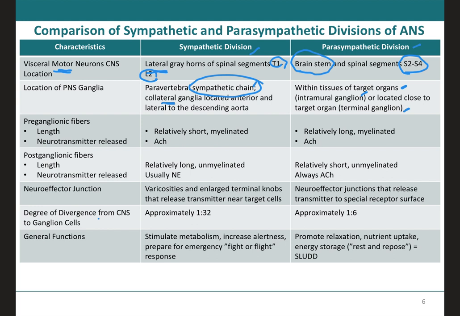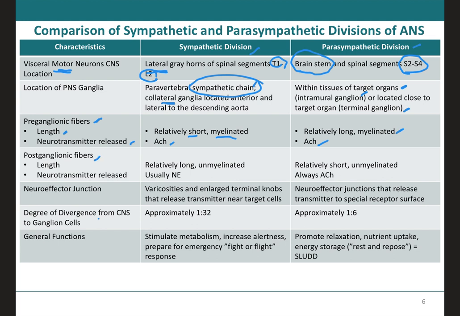With regards to the preganglionic fibers, the length, for the sympathetic division the fibers are going to be very short and myelinated, and in the parasympathetic division, these preganglionic fibers are going to be very long because remember that the ganglion is located close to the organ. So this makes the preganglionic fibers have to be very long to be able to reach the organ or be close to the organ. And these will also be myelinated. The neurotransmitter released for both is acetylcholine on the preganglionic fibers.